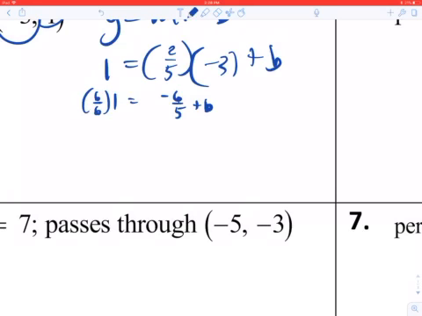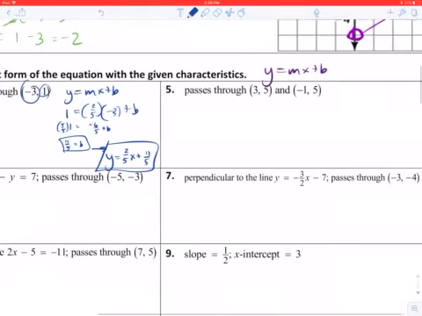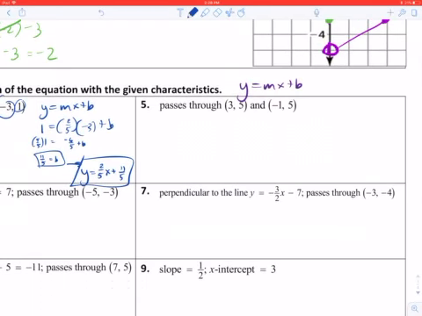If I add 6/5 to both sides, not 6/6, that would have to be 5/5, I would be getting 11/5 equals b. Now that I know my b, and I already knew my m, I'm going to plug that in and get y equals 2/5 x plus 11/5. Alright. Check out number 5.